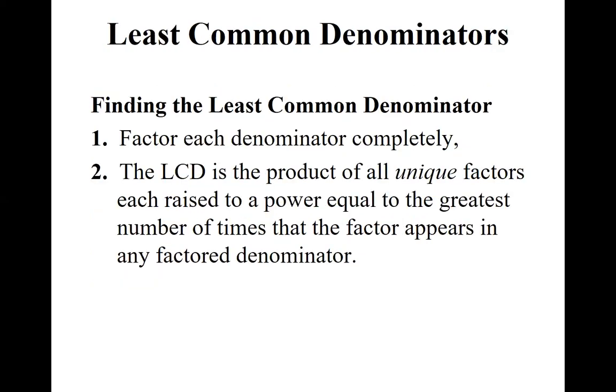So the steps for finding the least common denominator: first, no surprise, factor each denominator completely. Factoring keeps returning as a necessary skill with rational expressions. The LCD, the least common denominator, is the product of all unique factors raised to a power equal to the greatest number of times that the factor appears in any factored denominator. So all unique factors raised to the highest power shown.